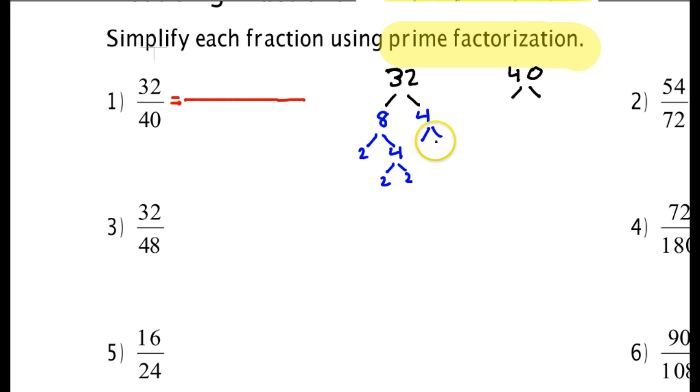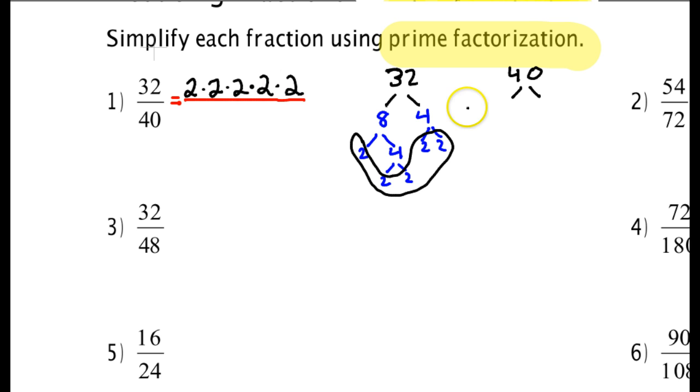4, you can keep going. 2 and 2. You have to stop because those factors are just 2 and 1. Okay. So these are all prime numbers. So that's the prime factorization for 32. So that's going to be 2 times 2 times 2 times 2 times 2.